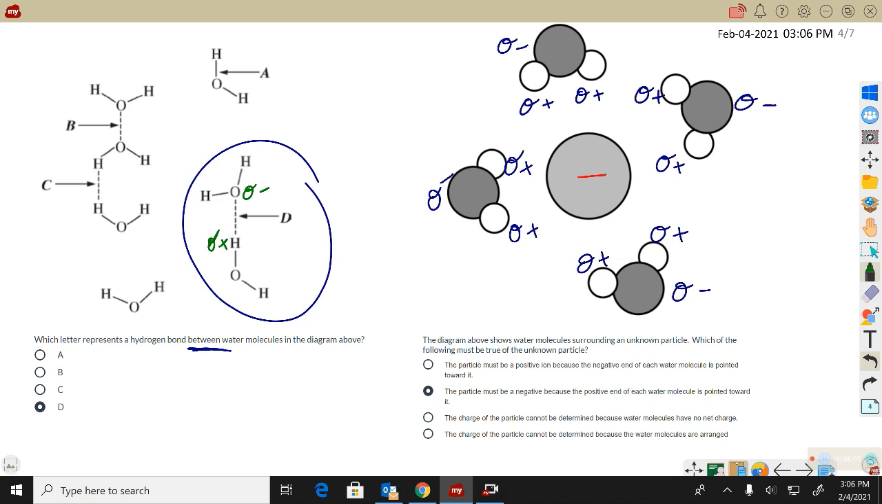And it's not option A, because again, that would be just like a polar covalent bond. A hydrogen bond is between the molecules.